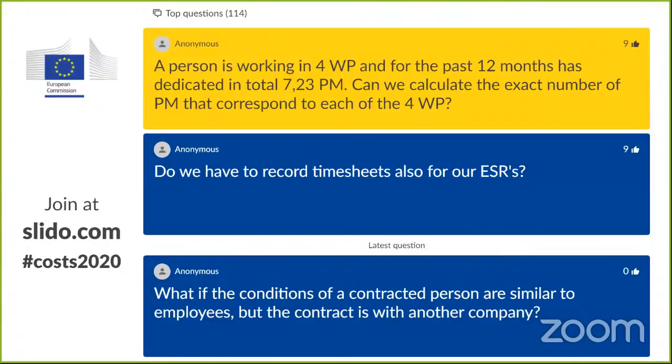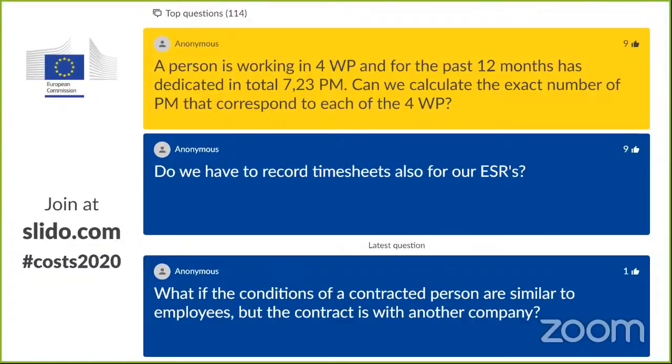So through this, and one of the reasons why we asked for that in the timesheet is precisely for you to be able later on to say how many hours converted into person months the person worked in each of the different work packages. So I would say if you have been strictly correct with the timesheets, you should be able through your timesheets to exactly allocate or exactly determine how many of these 7.23 person months correspond to each work package. You will do this through the records in the timesheets.